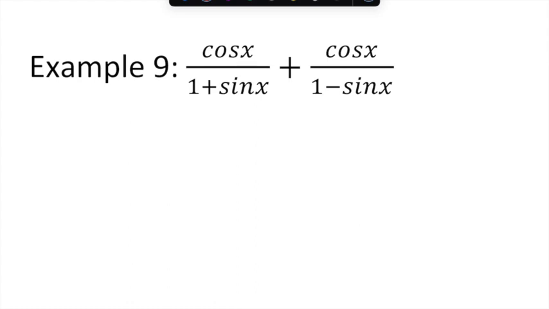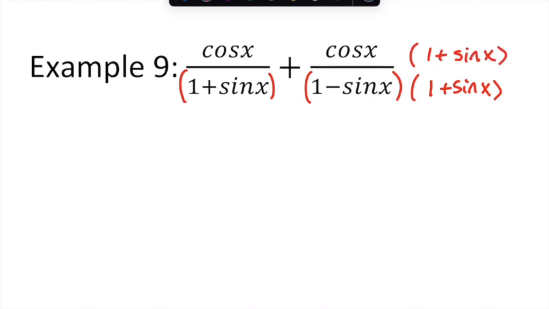So we'll finish up here with this one. We're almost done. To add or subtract fractions, you need a common what? And actually, what do y'all notice about these denominators? They're actually conjugates. So the conjugates are going to clean each other up pretty well here. So multiply by 1 minus sine x on the top and bottom of the first fraction, and 1 plus sine x on the top and bottom of the second fraction.